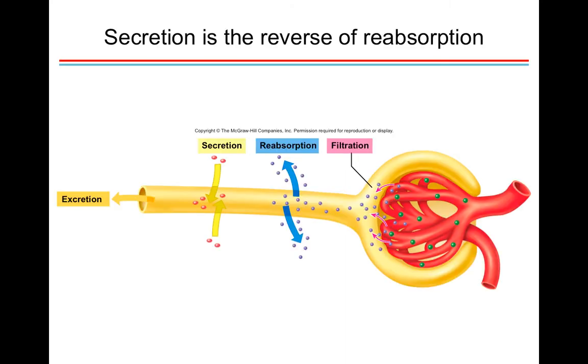The next topic is secretion. So secretion is the opposite of reabsorption, right? So reabsorption, this is looking at Bowman's capsule. We have the filtration occurring first with the reabsorption, and then secretion is where molecules are going to be put into the nephron to be urinated out of the body.